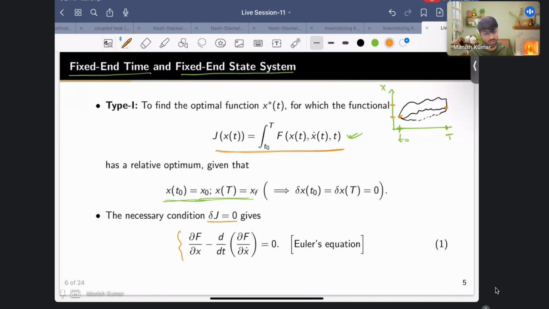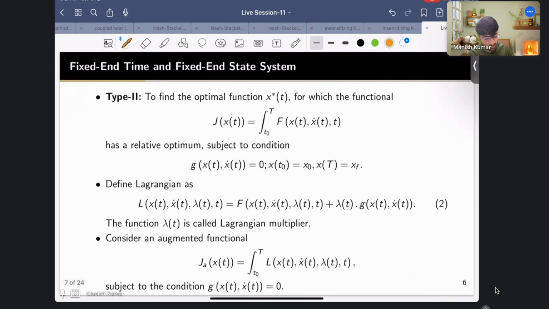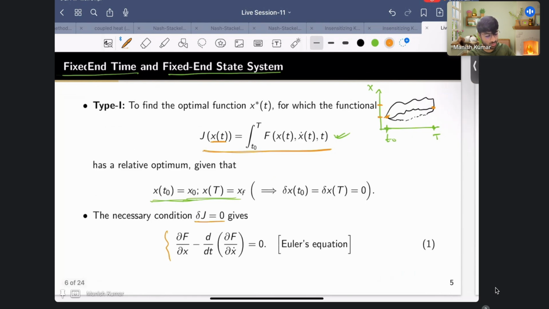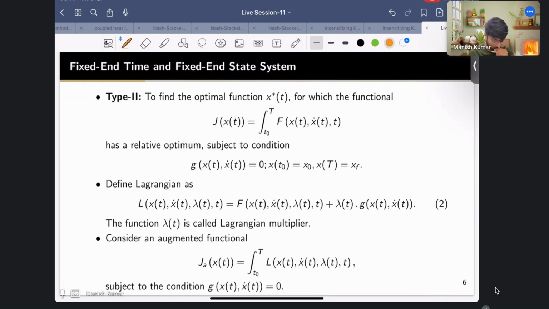Here we don't care where x(t) is coming from; you vary over all x(t) which are of this kind. In the second one, you have the same functional, but you have one more restriction. Over here, at t naught it should take this value and at capital T it should take this value, but you also have one more condition, which is this: x and x prime should satisfy a certain relation.